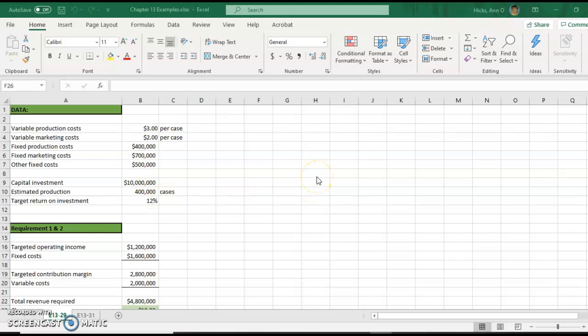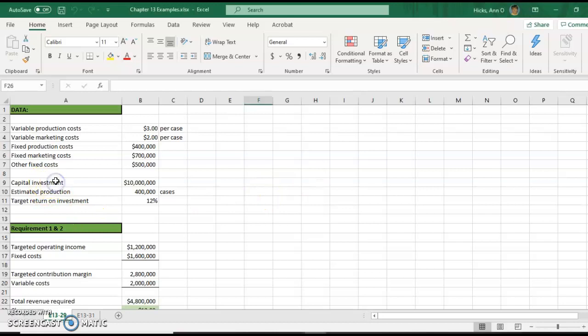What we have here is a company, Sweet Tastings, who makes candy bars for vending machines, sells them in cases of 30 bars. They make a variety of candy, but the cost differences are insignificant, and the cases all sell for the same price. So we can look at everything together. They have a total capital investment of $10 million, and they expect to produce and sell 400,000 cases of candy in the next year. The company requires a 10% target return on investment.